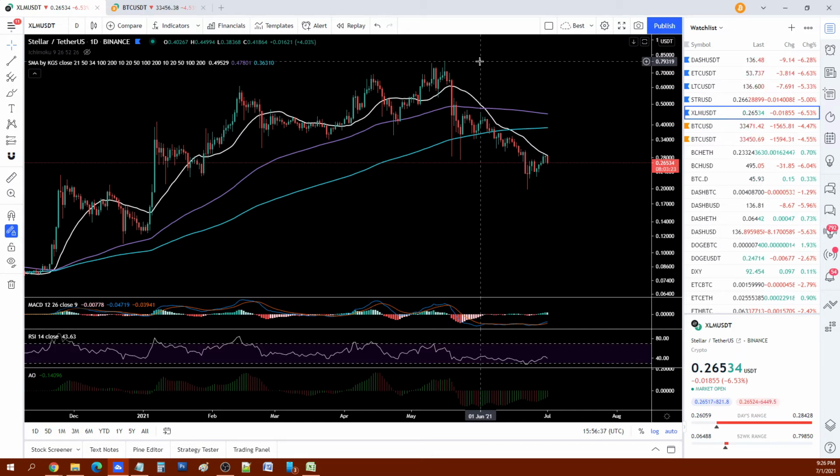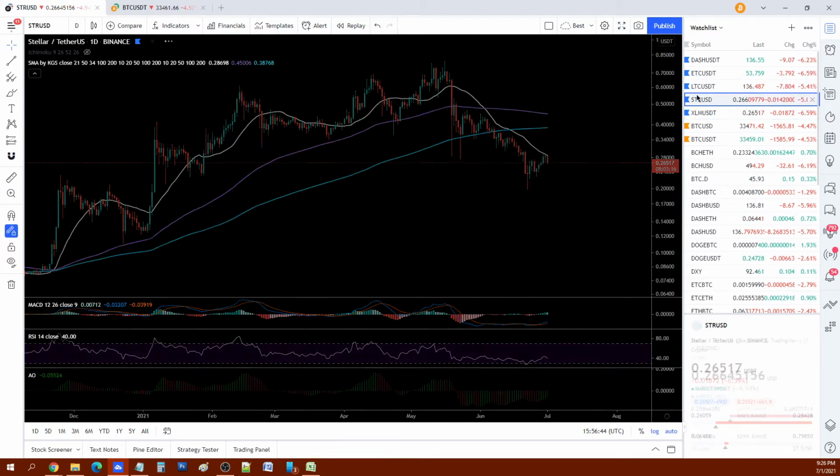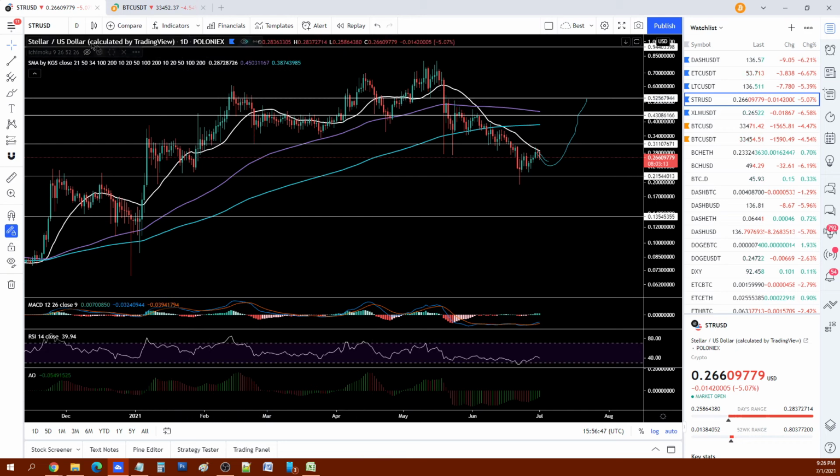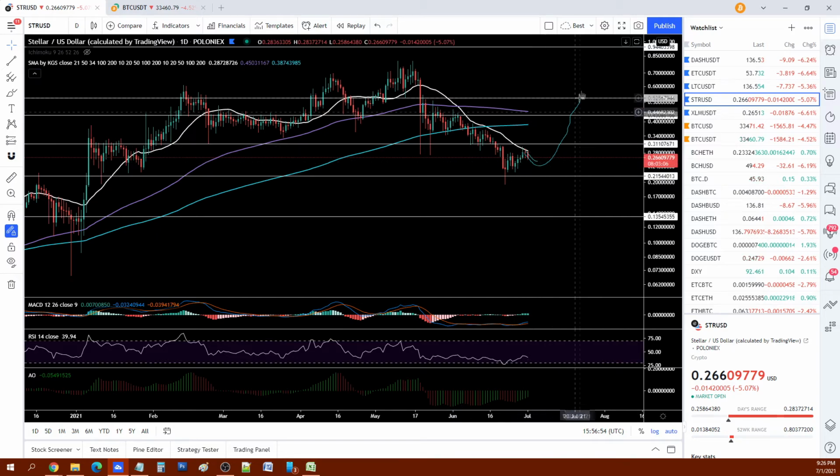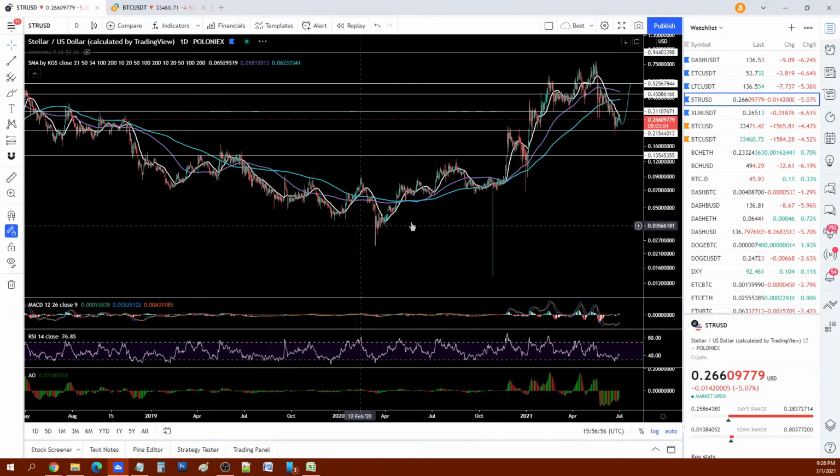I will start selling my Stellar Lumens after 39-40 cents, and I'll start selling in small quantities again and again. This is what I drew just 2 days back. This is what I expect the Stellar Lumens to do, a relief rally.